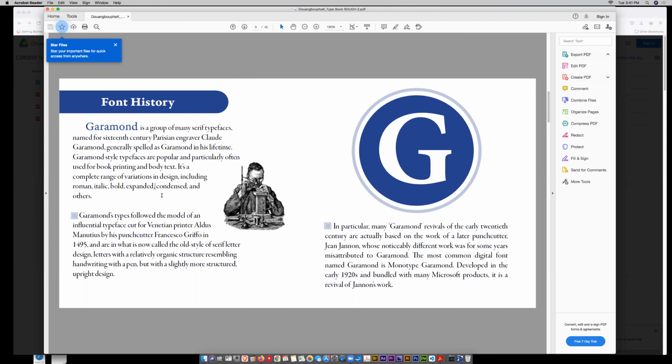In particular, many Garamond revivals of the early 20th century are actually based on the work of a later punch cutter, Jean Jannon, whose noticeably different work was for some years misattributed to Garamond. The most common digital font named Garamond is Monotype Garamond, developed in the early 20s and bundled with many Microsoft products. It is a revival of Jannon's work.